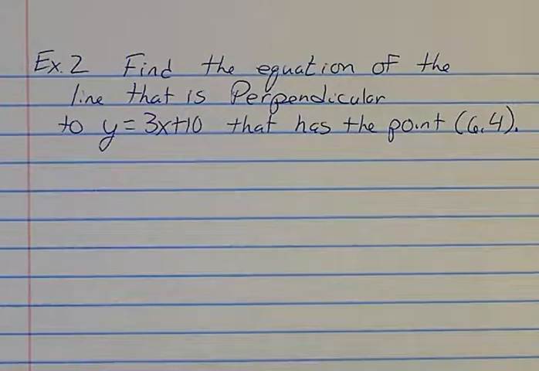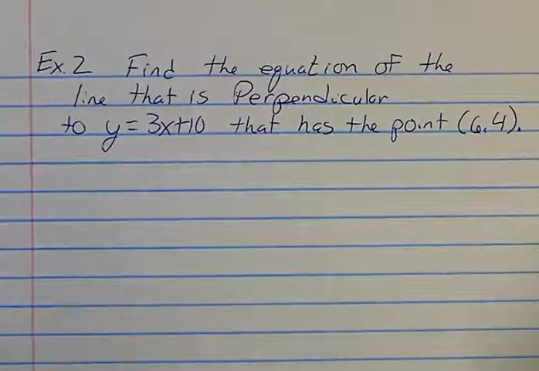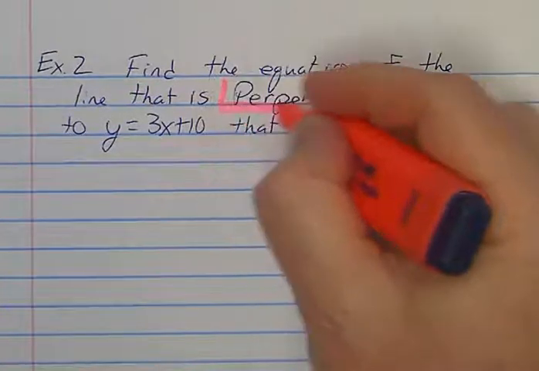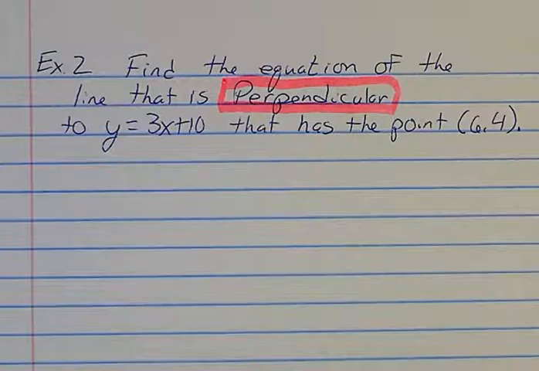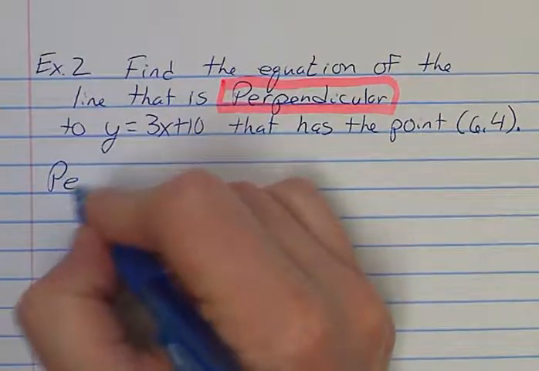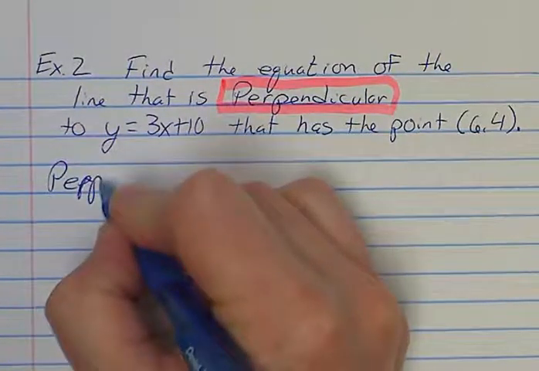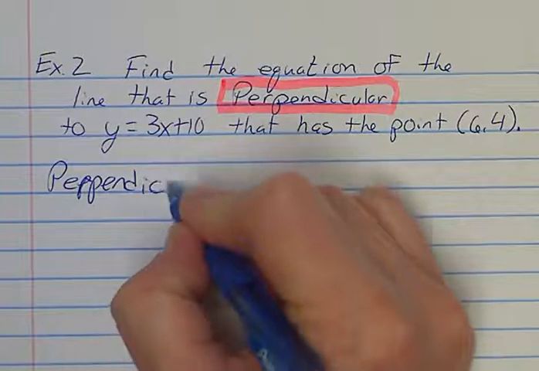Okay, and again, you don't have to look very hard because you've just got to find the one keyword. In this case, it is perpendicular. So for that one, that means we have to change the slope. We can't use the same slope, so we've got to change it. So perpendicular means we have to change it. I can spell it here, perpendicular. There we go.